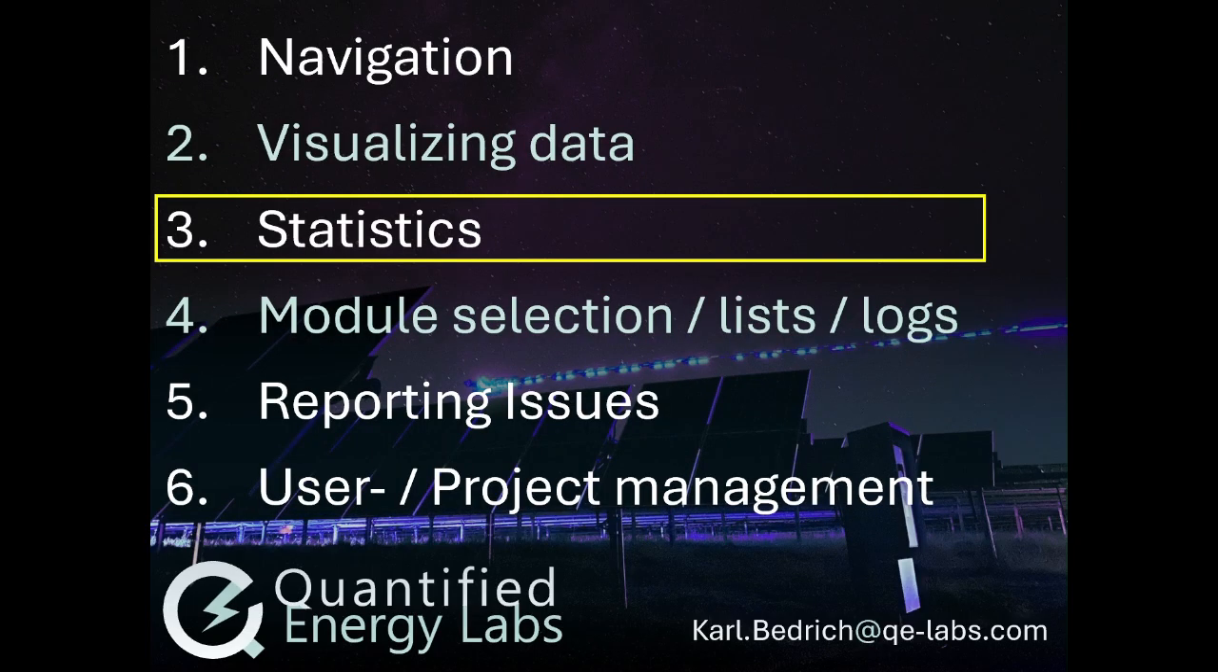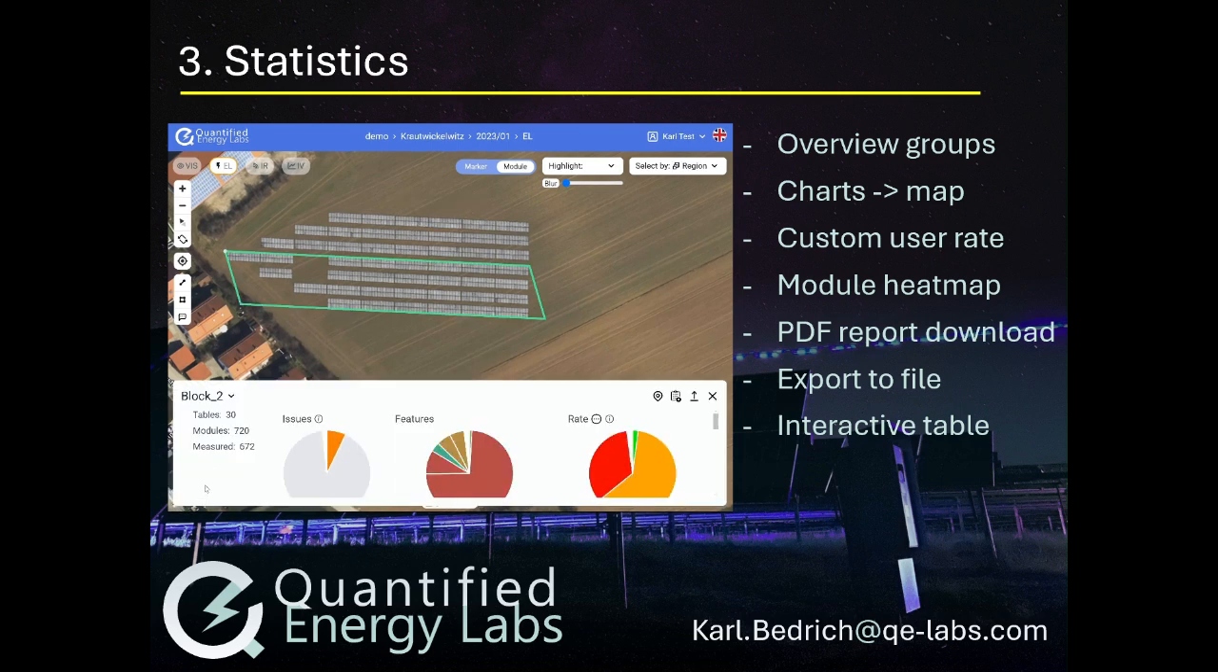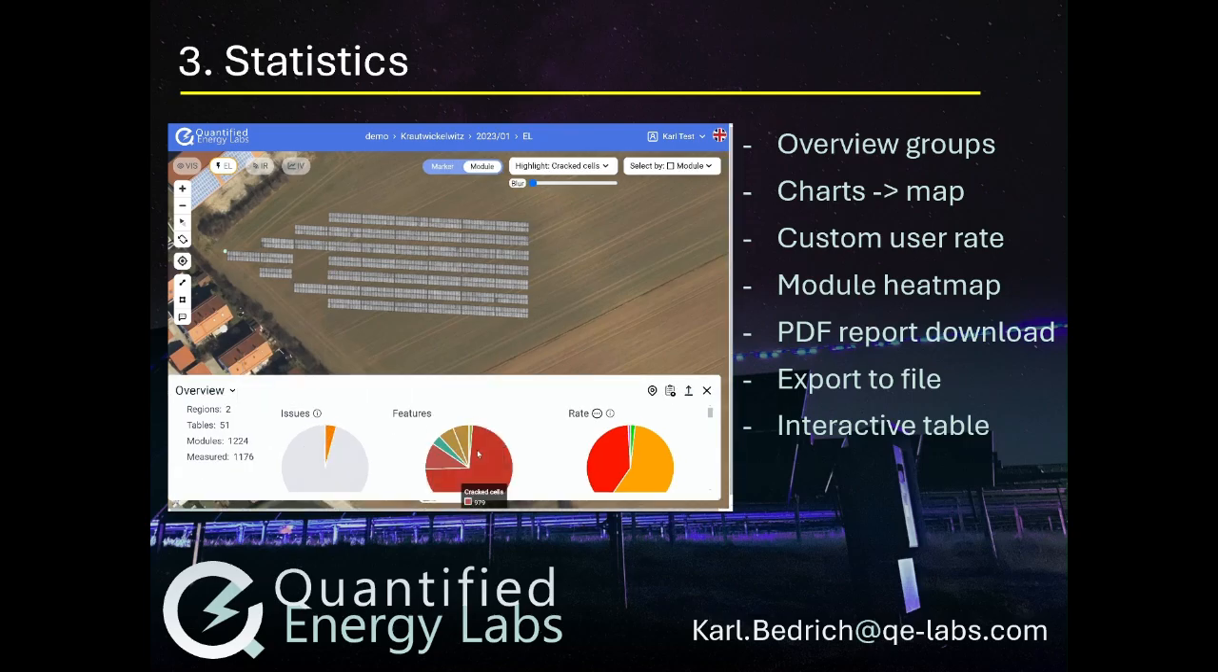And now let's speak about statistics. If you click at the overview button at the bottom left, you can get an overview over all the measured data. You can select an overview over all the modules or just an overview over a region within the whole measurement area. For example, block 1 or block 2, which contains so many tables, so many modules, and there are so many measured items. You can also highlight the issues easily from the overview tab, such as cracked cells or severely cracked cells, or cracked cells with vegetation or inactive area and so on, or only those ones that are marked in a certain rate.